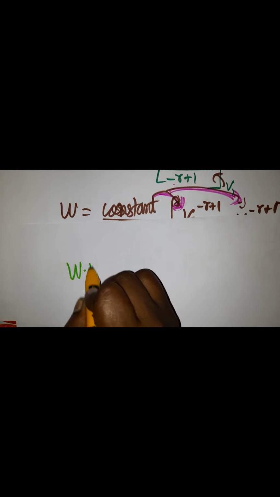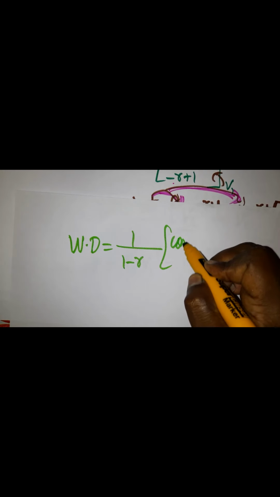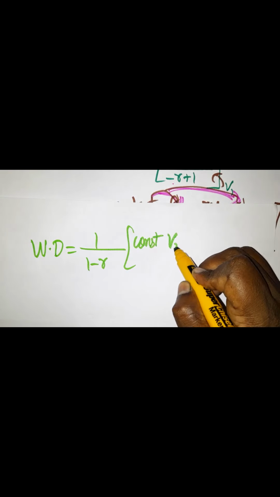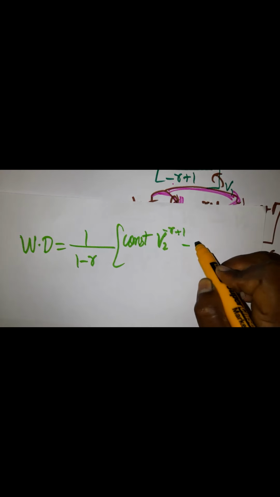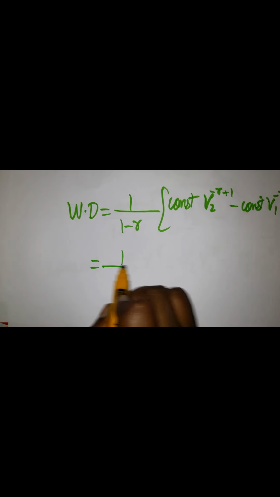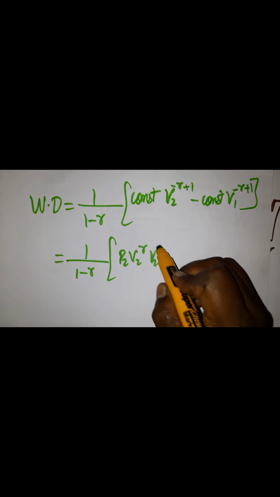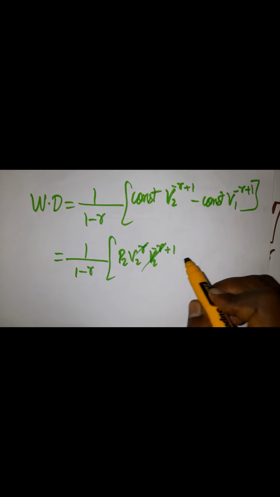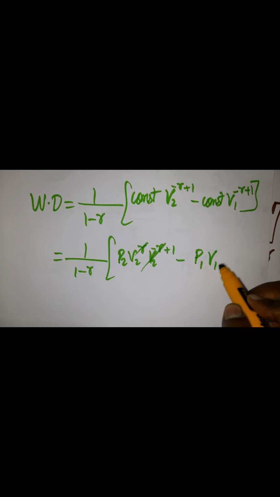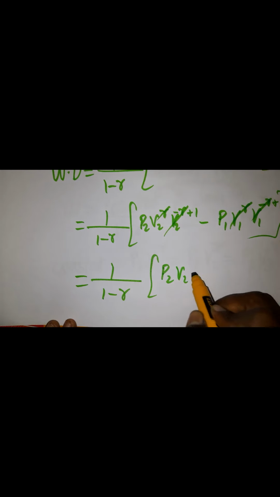So total work done is equal to 1 divided by (1 minus gamma), with the constant taken inside: constant times V2^(-gamma+1) minus constant times V1^(-gamma+1). Now we need to know what the constant is. For the first term it is P2 V2^gamma, times V2^(-gamma+1), where plus gamma and minus gamma cancel. For the second term, P1 V1^gamma times V1^(-gamma+1). Very simple, plus and minus cancel. Finally we get 1 divided by (1 minus gamma) times (P2 V2 minus P1 V1).